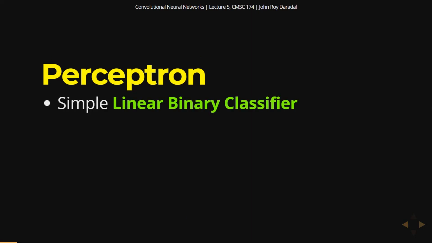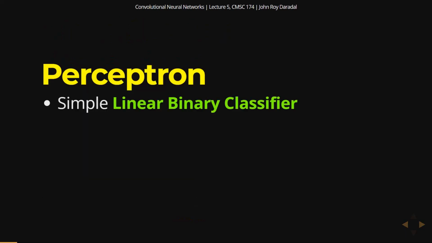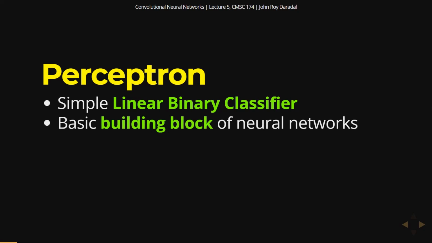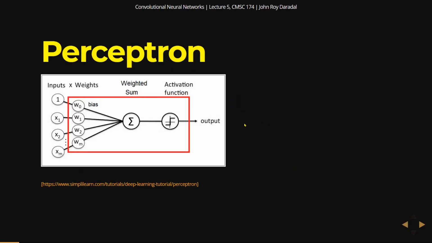Okay? So let's start with the perceptron. The perceptron is a simple linear binary classifier. So binary classifier meaning it can only classify two classes, and linear meaning it can only separate linearly separable data like this one. Okay? So it's a linear binary classifier, and it's the basic building block of neural networks. So in the perceptron, we will try to learn the weights and the bias associated with input data to give the correct output. So the perceptron will look something like this.